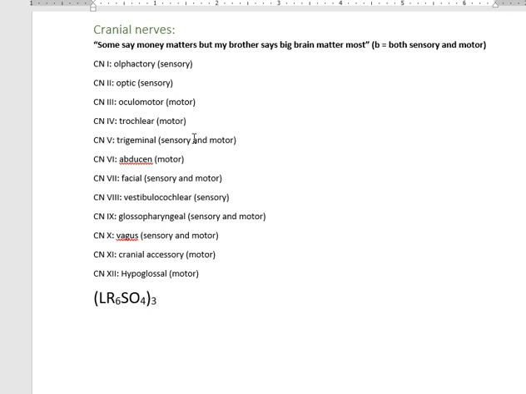But if you are eating food and the food is hot, and then you sense that it's hot, you are instead using the trigeminal nerve to sense the hotness, or general sensation, of that anterior two-thirds of the tongue.